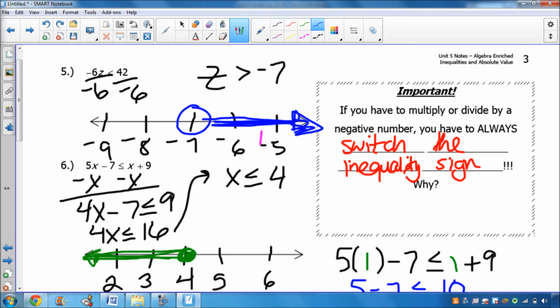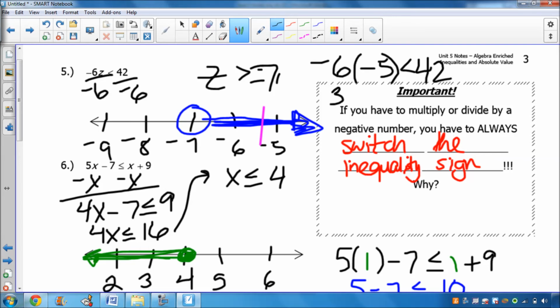So if I were to plug in randomly, I'm going to choose -5 as my number that I'm going to plug in since it's in the shaded area. So I'm going to do -6. Okay, so I end up getting -6 times -5, right? Is less than 42. So then I end up getting 30 is less than 42, which is a true statement.